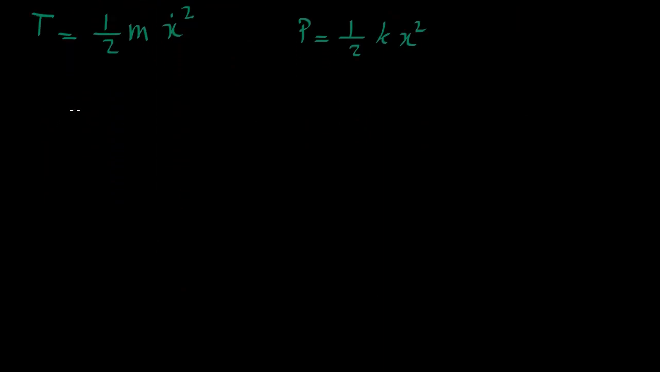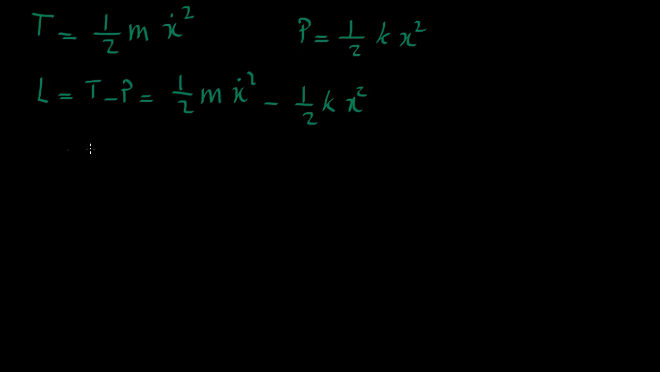So now that we have T and P, we can construct the Lagrangian and say L is equal to T minus P, which would be 1 over 2 m x dot squared minus 1 over 2 k x squared.